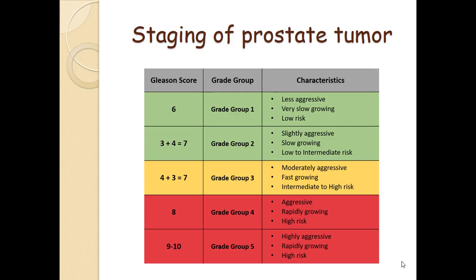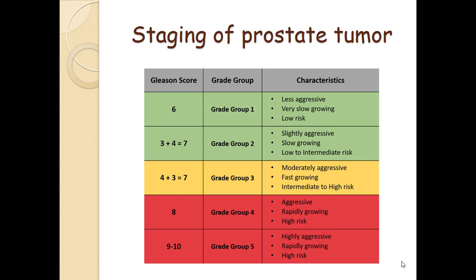Then staging of prostatic tumor according to Gleason score grade. If the Gleason score on biopsy is 6, they have the grade 1 group, and they are less aggressive, very slow growing and low risk. Then biopsy 3 plus 4 is 7, and the difference between that and 4 plus 3, which are two kinds of patterns from well differentiated to poorly differentiated. 3 plus 4 is 7 has slightly aggressive, slow growing and low to moderate risk, and 4 plus 3 is 7, a high grade, moderately aggressive, fast growing and intermediate to high risk.